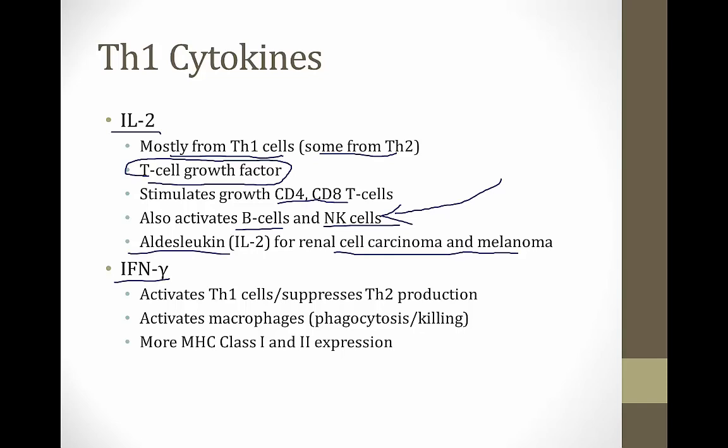Interferon gamma is a very powerful activator of macrophages. It primes them to become better at phagocytosis and killing. It also activates Th1 cells and suppresses Th2 production so that it favors the Th1 response. And cells exposed to interferon gamma will express more MHC class I and more MHC class II.